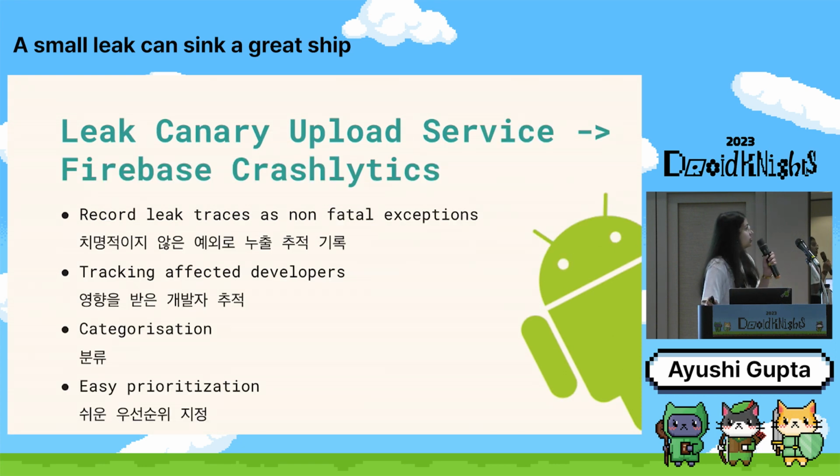So now, let's wire our LeakCanary upload service with Firebase Crashlytics. What I'm going to do here is log it as non-fatal exceptions, because I don't want to affect the production numbers. You can track affected users. Then I'm going to have categorization so that I know which leaks are coming from libraries and which from my own code base. And then I can easily prioritize it.